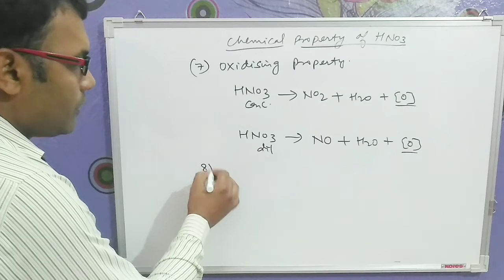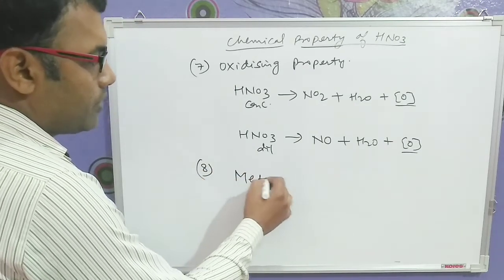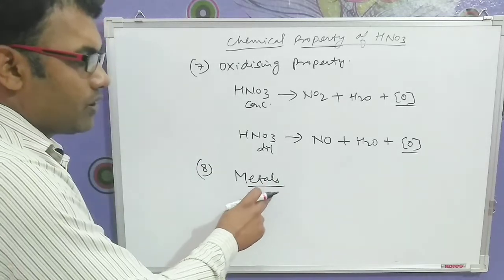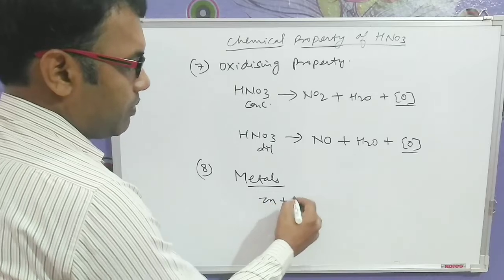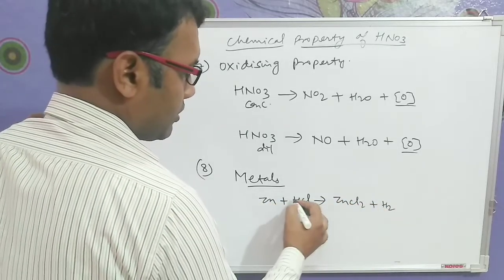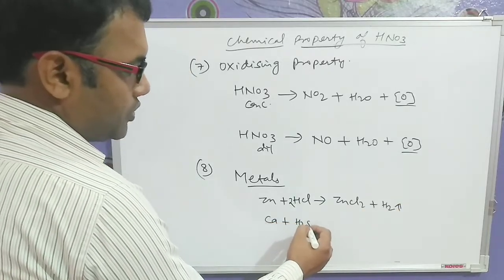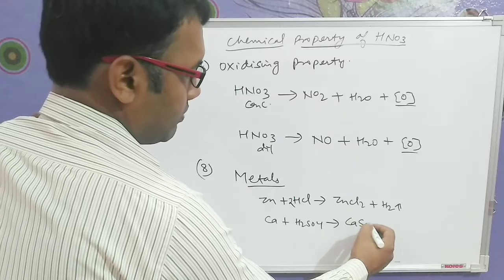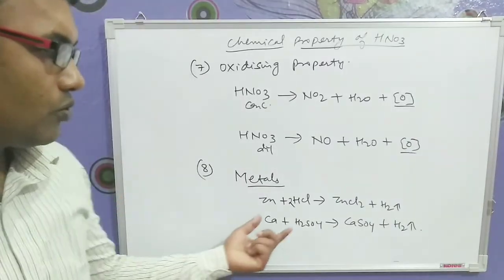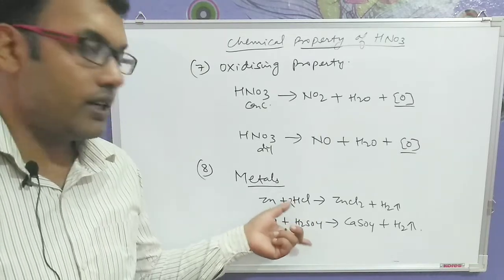Now see here, in the 8th reaction we'll be seeing that nitric acid reacts with metals. Generally, what we know is that any acid when it reacts with a metal, for example zinc plus HCl, will give you zinc chloride plus hydrogen gas. One more reaction you can take: calcium plus H2SO4 will give you calcium sulfate plus hydrogen gas. These are the usual examples for HCl and sulfuric acid, because this is also an acid.